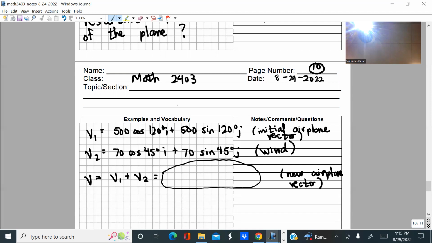I think you have a problem like this in your homework. The very last one, got three forces acting on some object. To find the resultant force on the object, just add the forces together. That's it. Okay. All right.